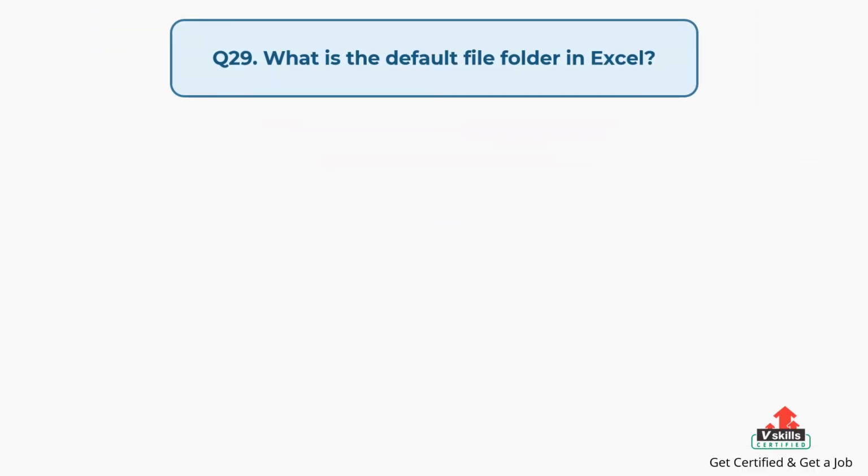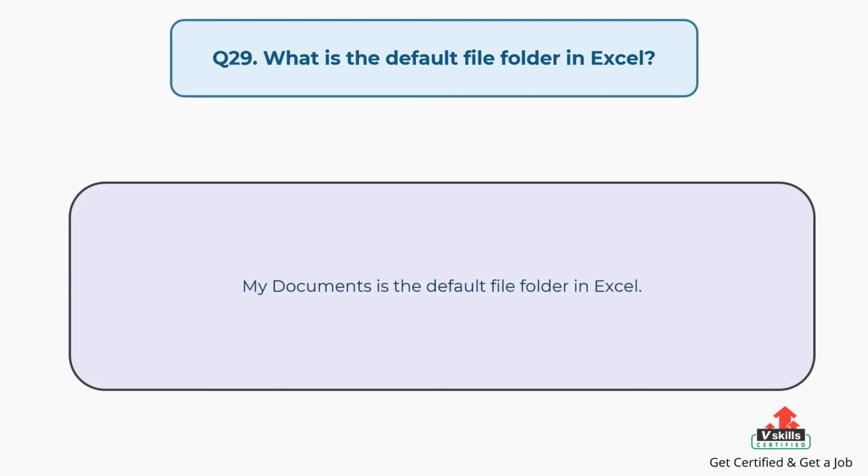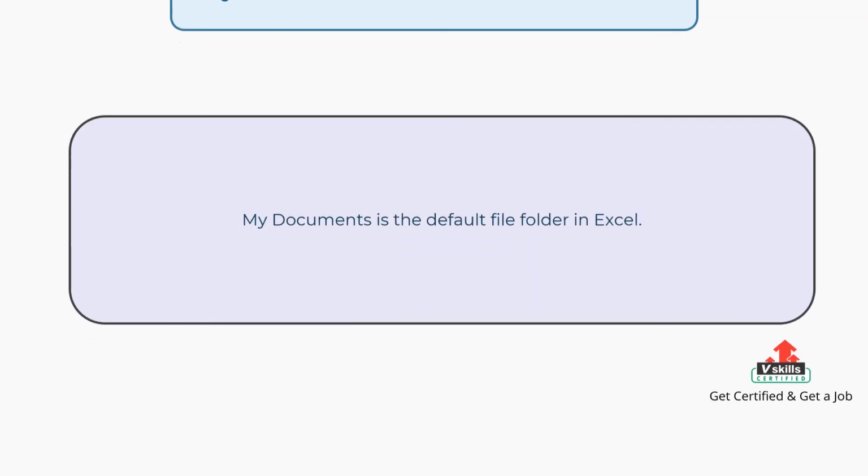Question number 29. What is the default file folder in Excel? The answer is, My Documents is the default file folder in Excel.